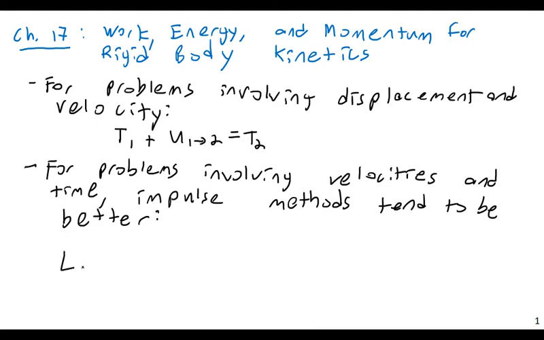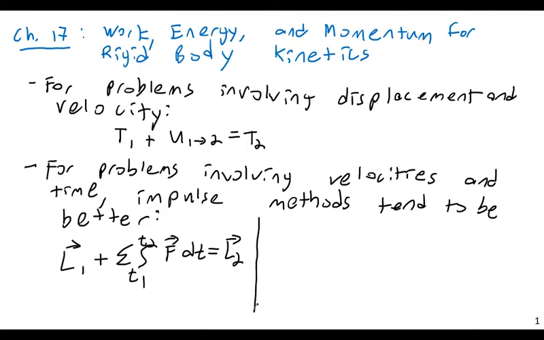So, if we want to remember this, for the linear momentum, L1 plus the summation of the integral from t1 to t2 of F dt will be equal to L2. So basically, the original linear momentum plus the integral of the force with respect to time gives us the final linear momentum.